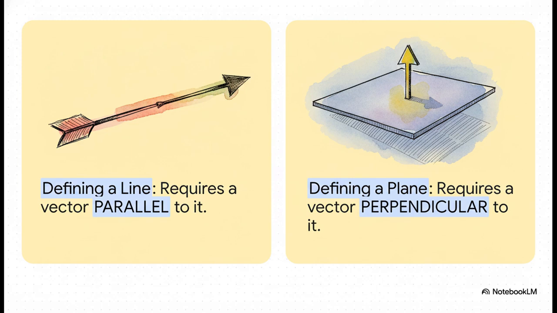You know, our intuition from working with lines kind of gets flipped on its head here. For a line, you need a vector that points in the same direction, right? A parallel vector. But for a plane, a parallel vector doesn't help at all. I mean, you could just spin the plane around that vector forever. The real key, the secret, is a single vector that sticks straight out of it, perpendicular to the surface. That's what locks its orientation in place.